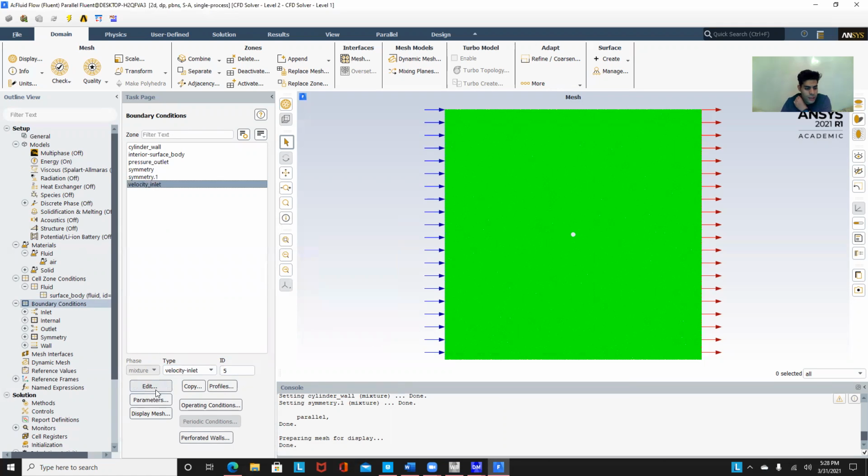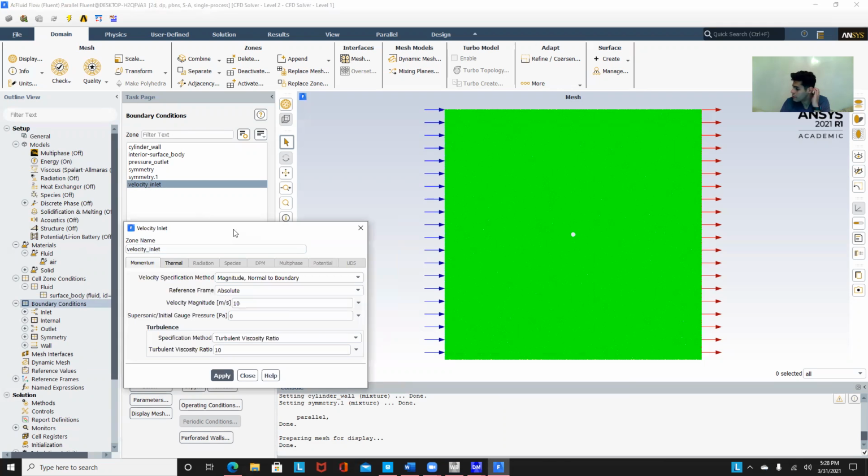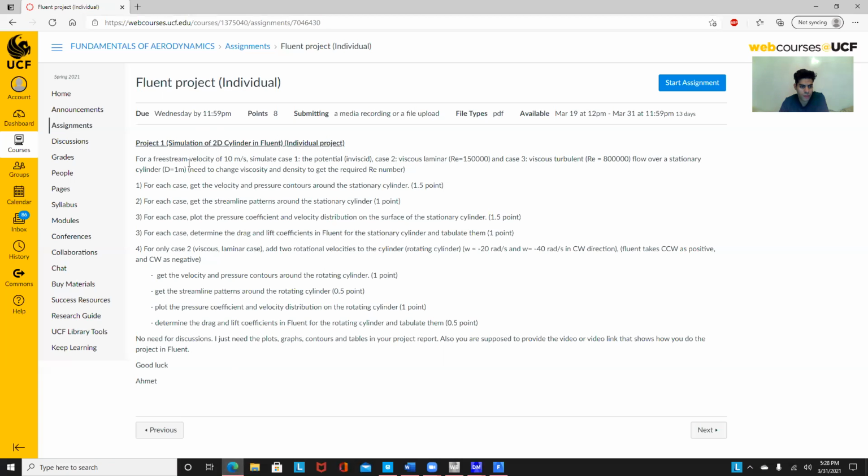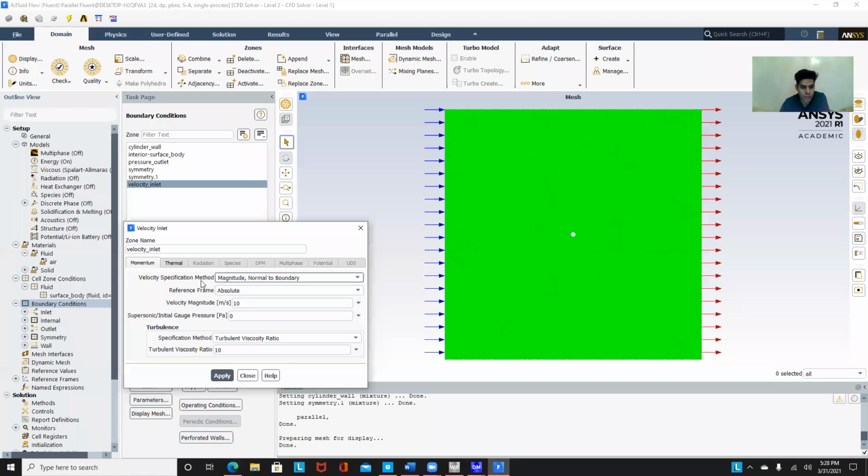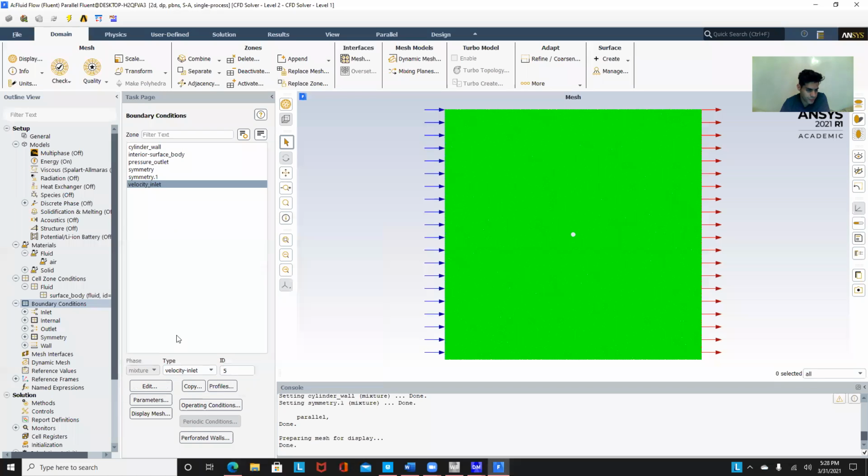For my velocity inlet, I had to change the velocity, the magnitude of my velocity, right? So the reference is absolute, not relative. The magnitude should be normal to the boundary, right? And the velocity, like the project told us, should be 10 meters per second. So that's why I did it over here. The velocity is 10 meters per second. Apply, close.